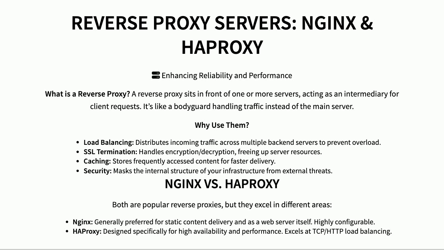Two big players here are Nginx and HAProxy. Nginx is a versatile web server that's great for handling static files, while HAProxy is specifically built for high availability and really shines when it comes to balancing traffic. Understanding the differences between them will help you build much more robust systems.